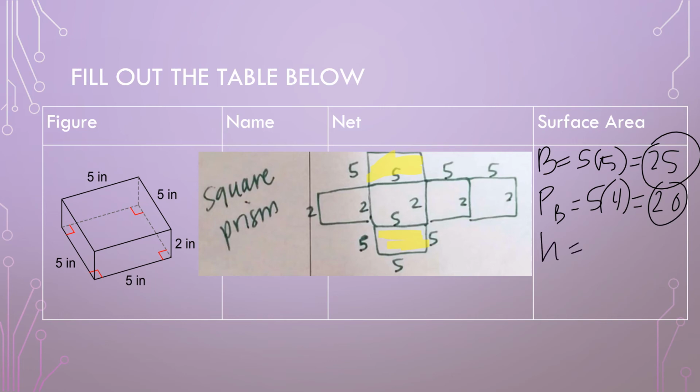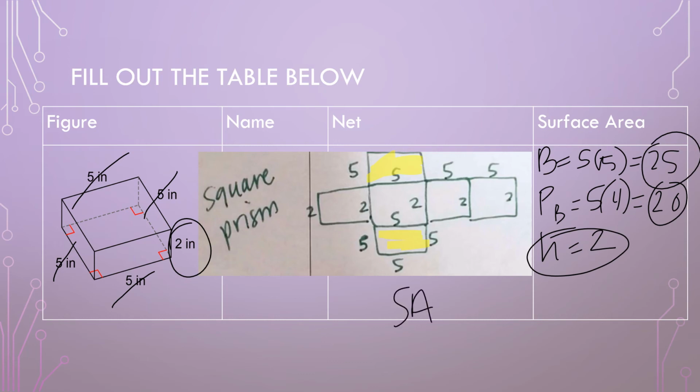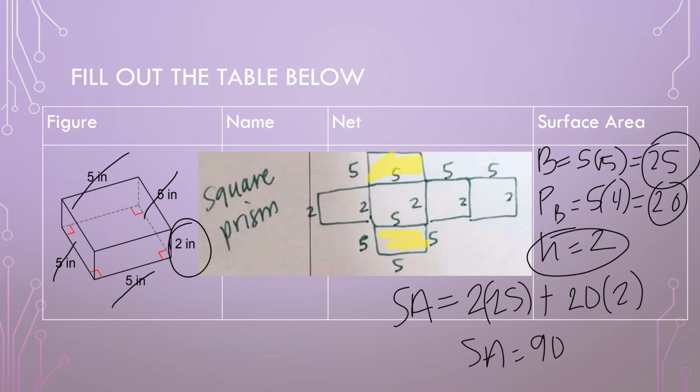Then the height of this is the other, we already used all of these here. The only other number that we haven't used yet is the 2. So the height is 2. Then you can plug that into your equation, and you would have 2 times b plus p times h. So you'd have 50 plus 40, which is 90 inches squared.